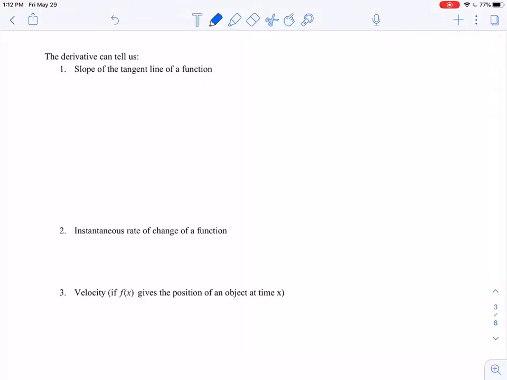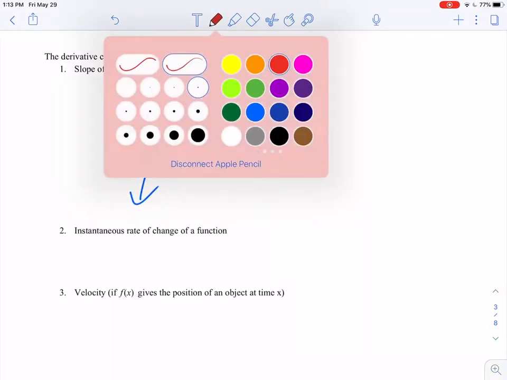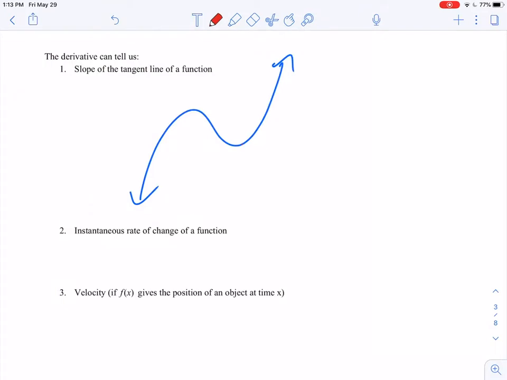So to quickly sum up why we care so much about the derivative, it can tell us all sorts of really cool stuff. It can tell us the slope of the tangent line of a function. So if I have some function here and I say, okay, I'm going to talk about the slope of the tangent line, which maybe I want to talk about at this point right here. So perhaps my tangent line looks something like that. The derivative can actually tell me what the slope of that red line is.